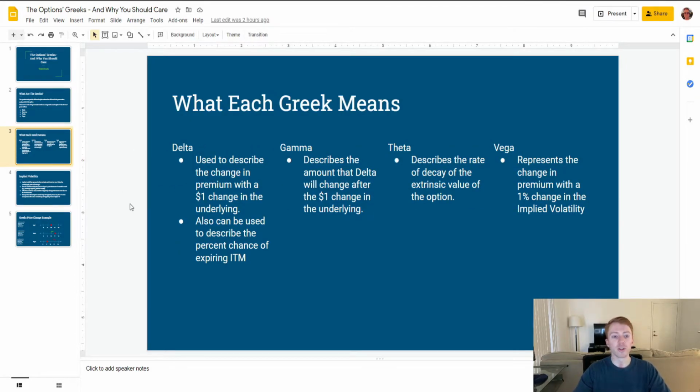So what does each Greek letter mean? We have delta, and delta is used to describe the change in premium with a $1 change in the underlying. And again, the underlying is just the stock that you're trading the option against. It can also be used to describe the percent chance that option has of expiring in the money. So if you have a 0.3 delta, if the stock price raises by $1, the option's premium is going to raise by 30 cents. And also, if you have a 0.3 delta, that can mean that at expiration, that option has a 30% chance of expiring in the money.